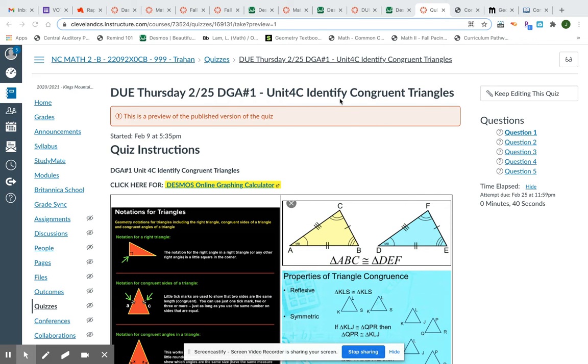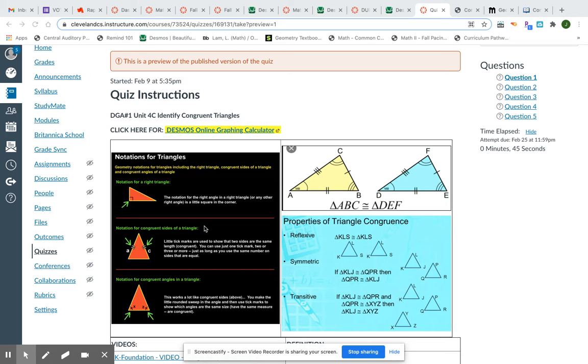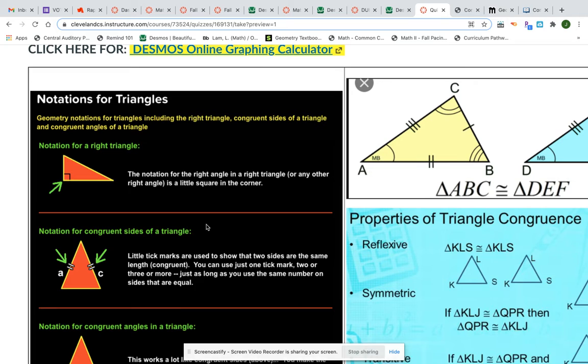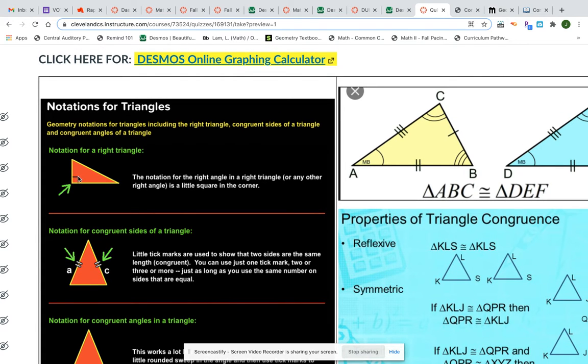All right, so we're going to talk about identifying congruent triangles. We've got lots of cool pictures up here. Let's see if we can get those. There we go. All right, so on triangles, you'll see notations.